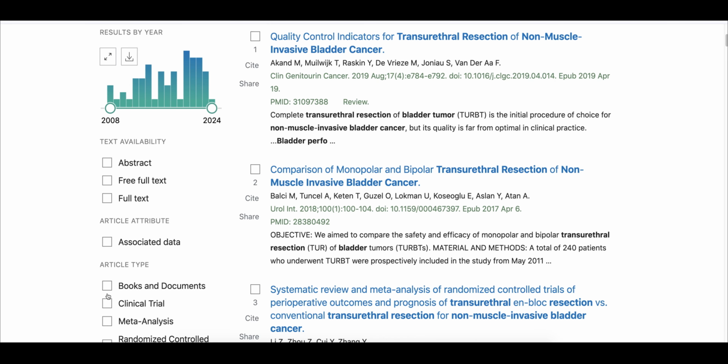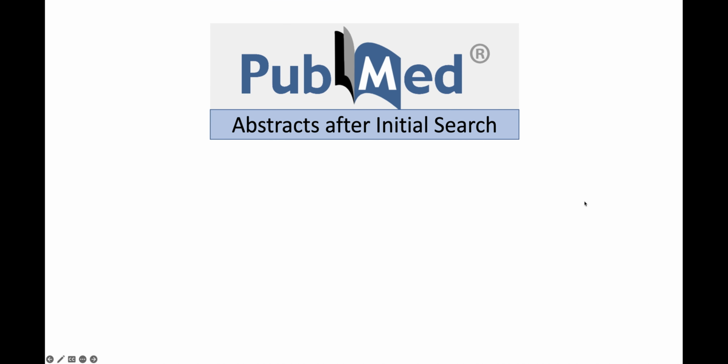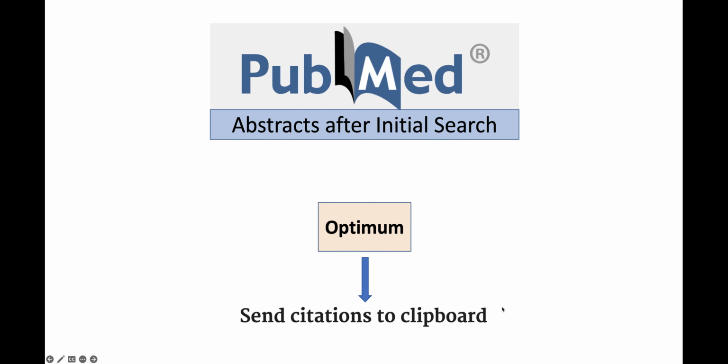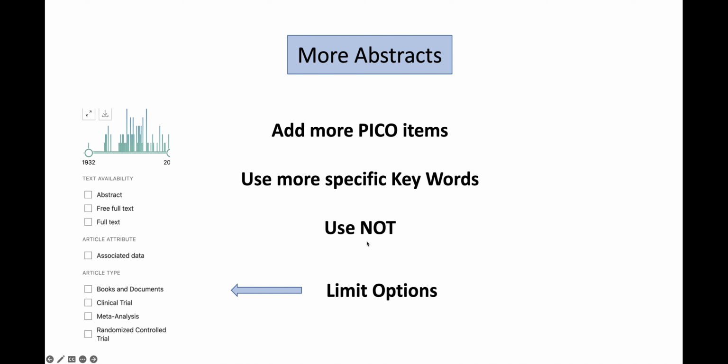Those are the different limitation options on PubMed. In summary, after the initial search on PubMed, if you find that the number of abstracts is optimal, send them to the clipboard and save them. Still, there are two other possibilities: either more or fewer abstracts. If you have more abstracts and you want to limit them, the following are the steps: add more PICO items, use more specific keywords, use NOT, and certainly use the different limit options on PubMed. This certainly decreases the number of abstracts. Thank you.